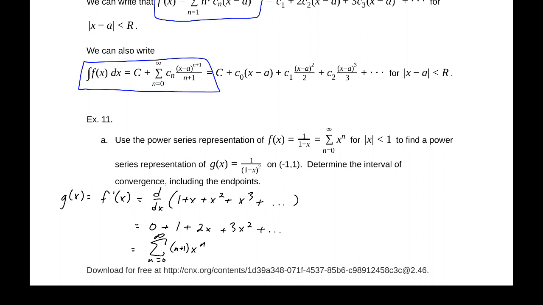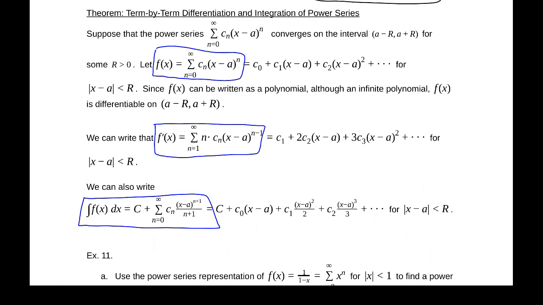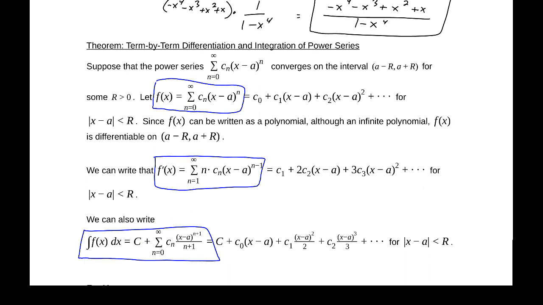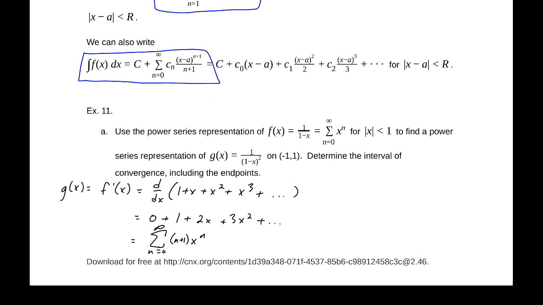Now, one question we have is determine the interval of convergence. All right. Well, if our original function had an interval of a minus r, a plus r, where it's centered at a, then our derivative is going to have the same interval of convergence. All right, so this means that this is going to have an interval of convergence if absolute value of x is less than 1. Now let's actually look at the endpoints. So that would be -1 to 1.